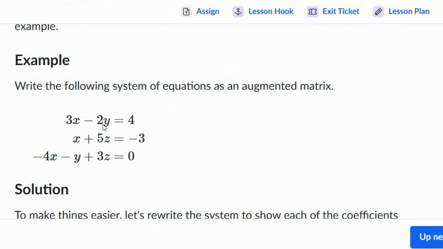So the first equation has an x and a y. The second equation has an x and a z. And the third one has an x, a y, and a z. So we really need to rewrite this because we have to use all of the variables in all of the equations in order to make a matrix.